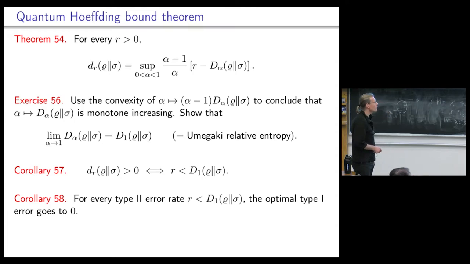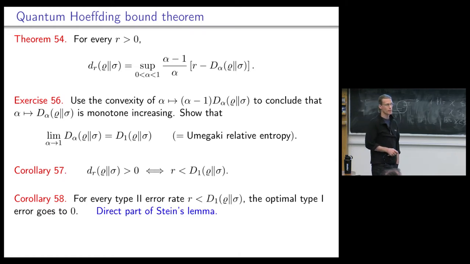Okay. And as a corollary, well, we can deduce from this that for every type 2 error rate which is smaller than the relative entropy, the optimal type 1 rate will go to 0. And it will go to 0 exponentially fast with this exponent. And this is called the direct part of Stein's lemma, which is a classic result in quantum statistics.